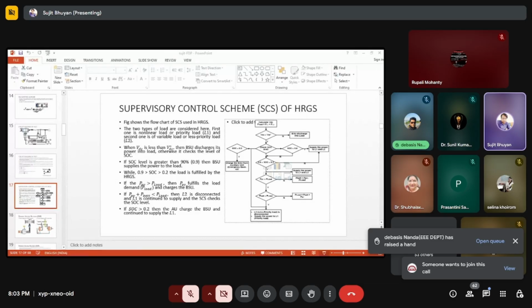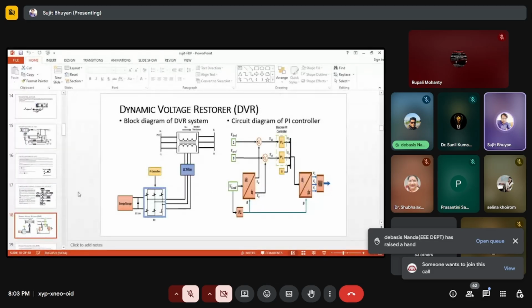In the DVR, I have taken an energy storage and a DC link capacitor, and here voltage source inverters are used, and an LC filter is used. The LC filter is basically used to reduce the current and voltage harmonics, okay, and injection transformers are also there. The injection transformer is connected in series with the grid. When a fault, sag, or swell happens, it compensates those voltages. And here a PI controller is used to trigger the voltage source inverter.